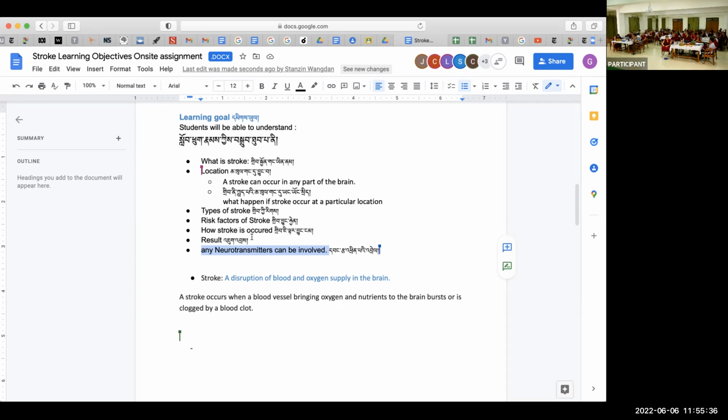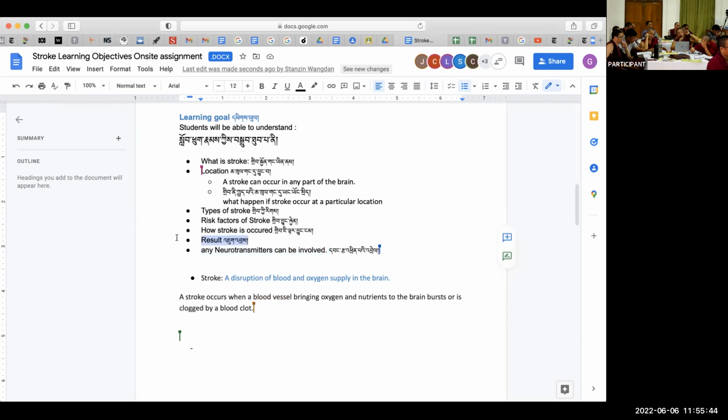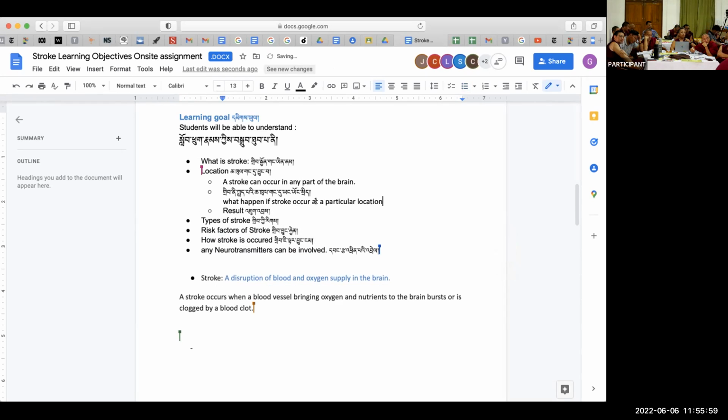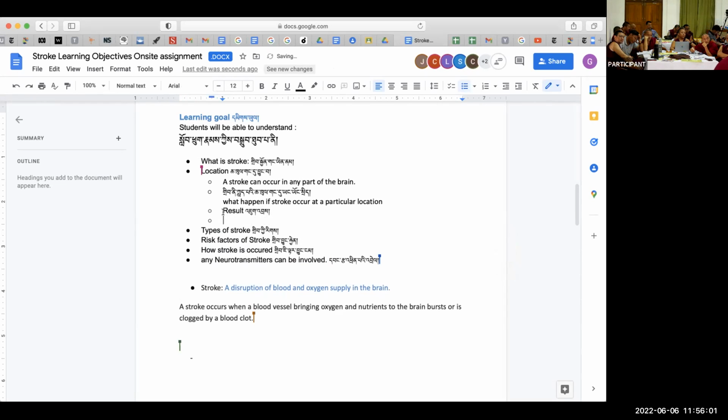So in result, we mean to say what effects a stroke brings on the person's physical state. If a person gets a stroke, the consequences can be loss of consciousness, or the person could die.